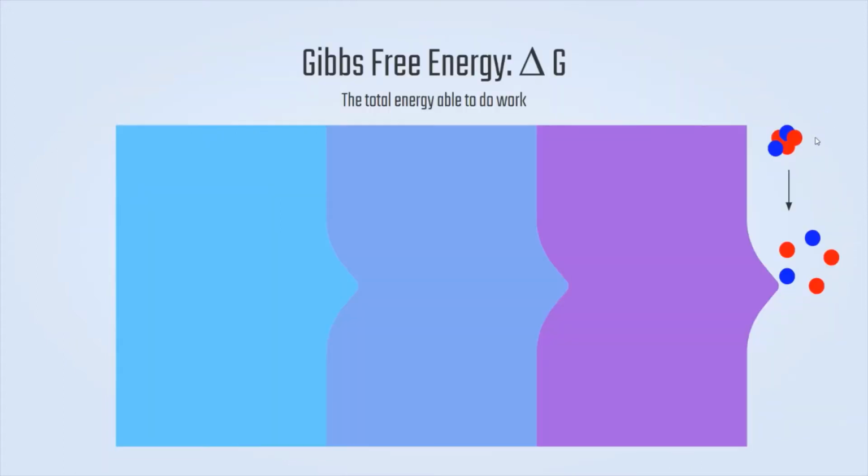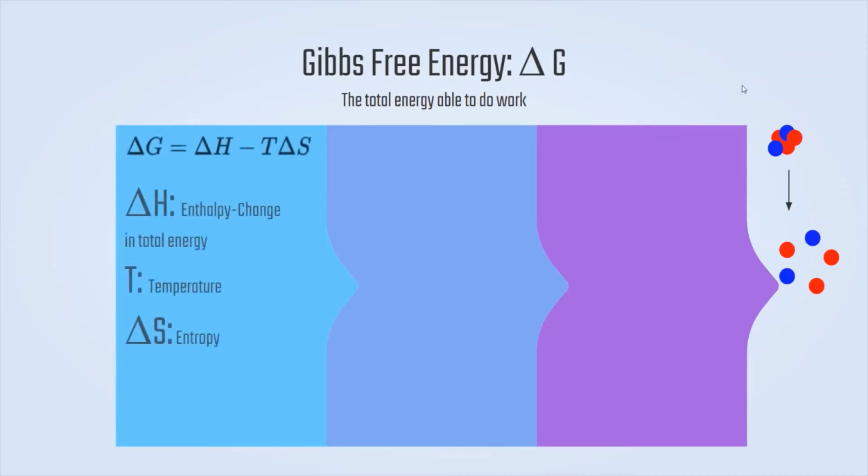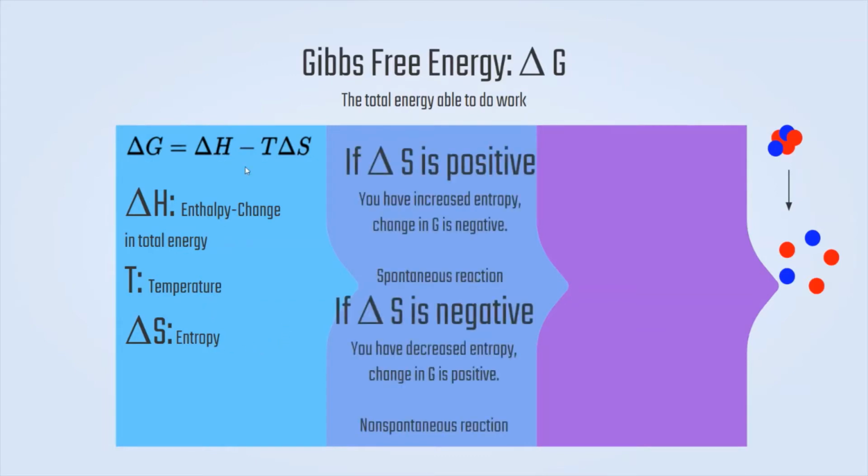So when we're talking about spontaneity, we're really talking about Gibbs free energy, or the total energy able to do work. So the equation of Gibbs free energy, or the change in G, is equal to the change in enthalpy minus the temperature times the change in entropy. So enthalpy is the change in the total energy, whereas Gibbs free energy is the energy that is actually able to do work. And you have to subtract the temperature in Kelvin multiplied by the entropy, which we just talked about. If the change in S is positive, you have increased the entropy. So as a result, the change in G, or the Gibbs free energy, will be negative. And as a result, that will be a spontaneous reaction.